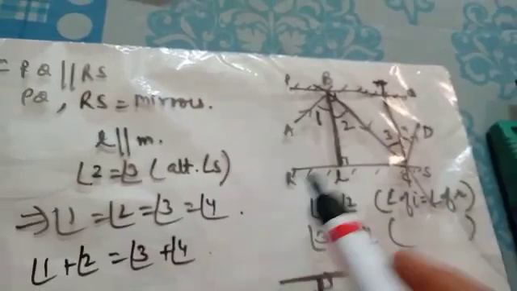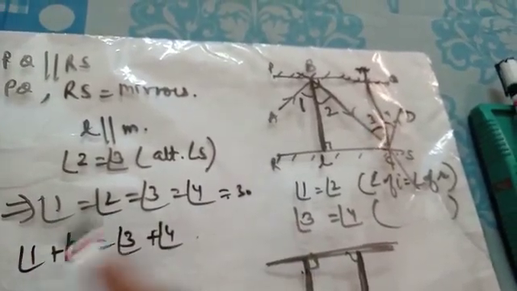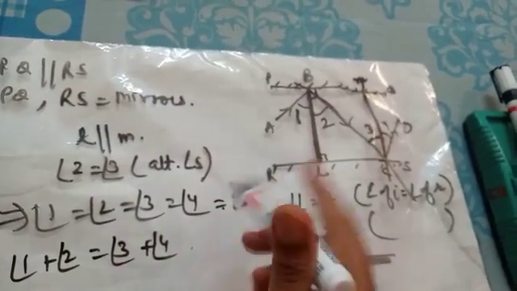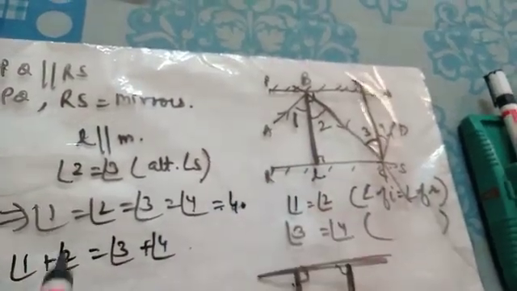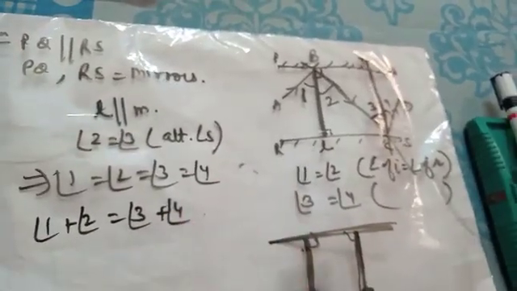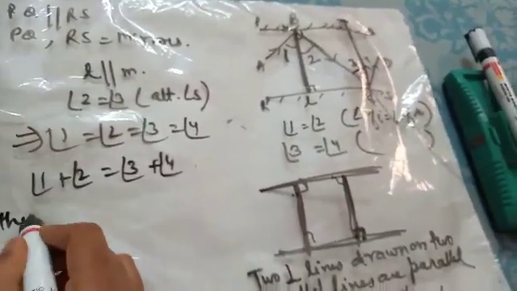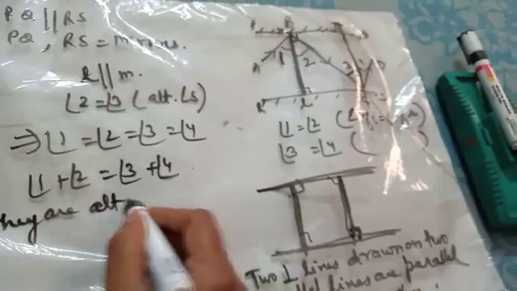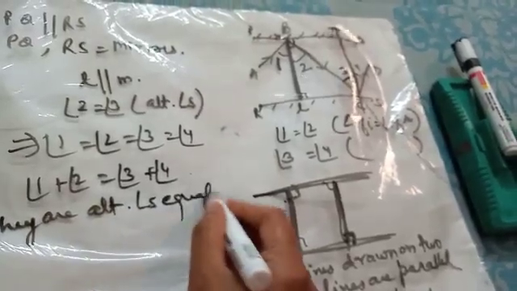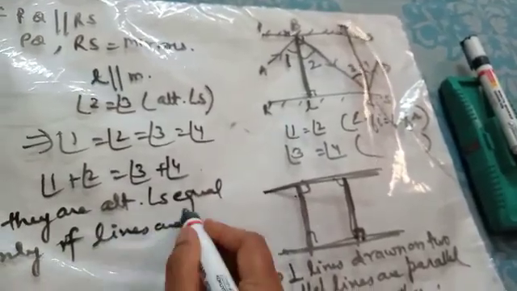You can ask me why. Because if all these are equal to 30, suppose, then 1 plus 2 will be 60, 3 plus 4 also 60. If all these are equal to 40, then 1 plus 2 is also 80, 3 plus 4 is also 80. So we can write that 1 plus 2 is equal to 3 plus 4. Now they are alternate angles, equal only if lines are parallel. Therefore AB is parallel to CD. Okay.